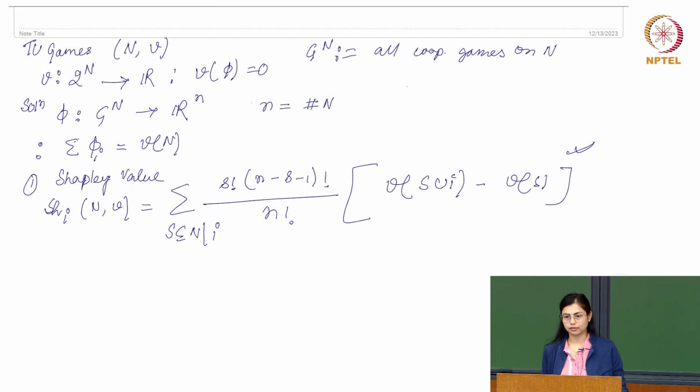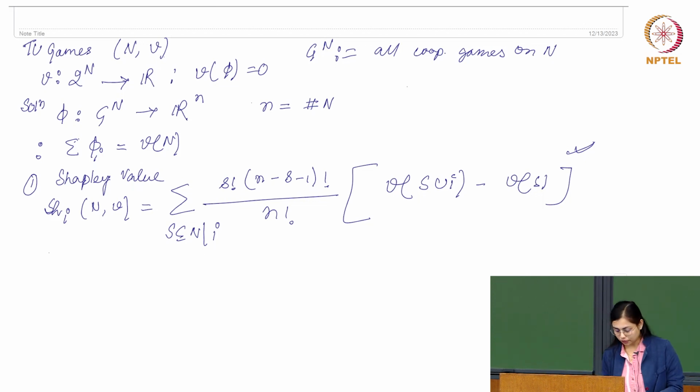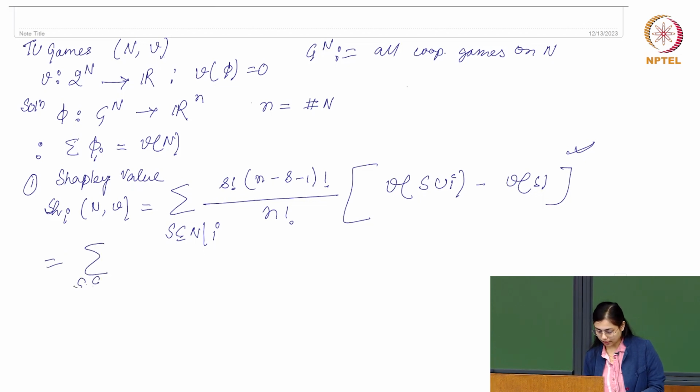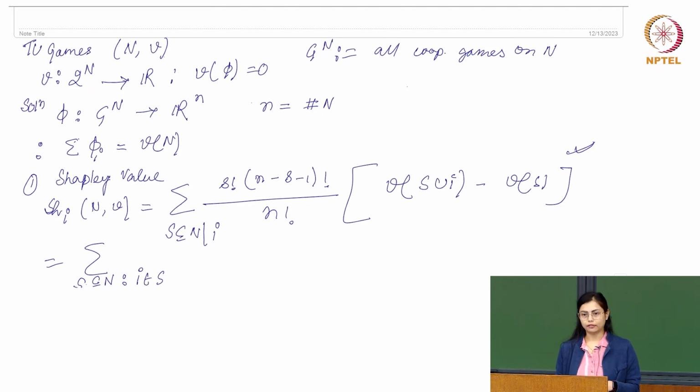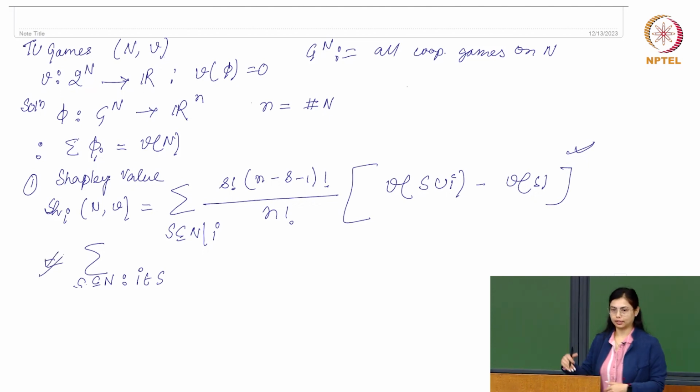Now, the Banzhaf value is different. The coefficient for Banzhaf is 1 divided by 2 to the power n minus 1. There is also another way to write the Shapley value, and these two are equivalent. If S is a subset of N such that i is in S, then the coefficient will be the cardinality of S minus 1 factorial, times n minus the cardinality of S factorial, divided by n factorial. I think I mentioned this one yesterday.